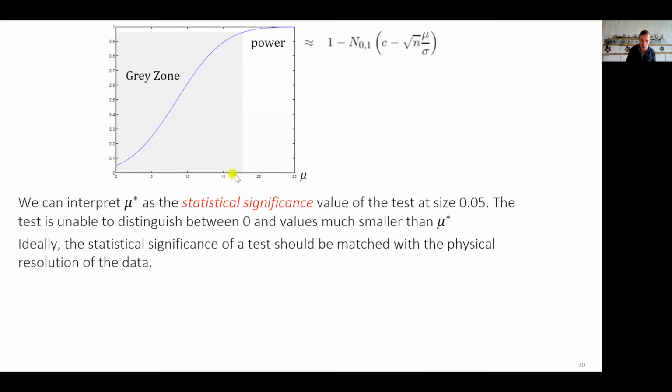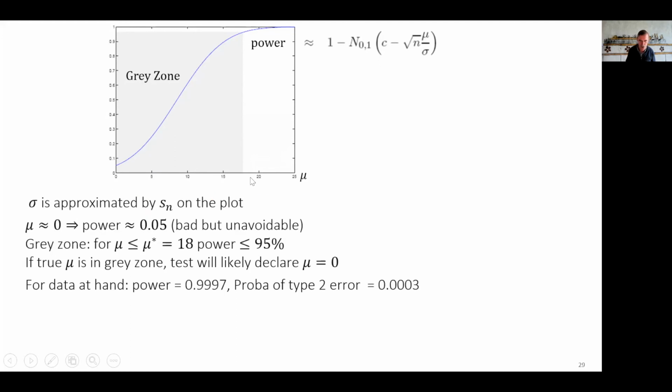So we can interpret this gray zone as the statistical significance of the test. If we choose a size 0.05, then the test is unable to distinguish 0 from this mu star. This mu star here, this value is 18 here.